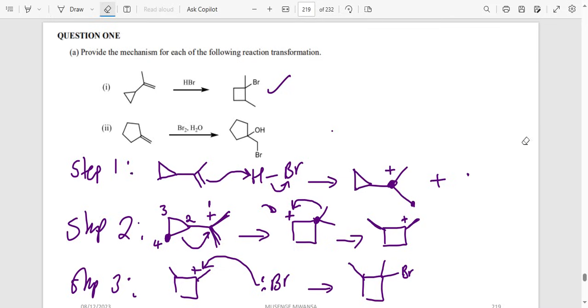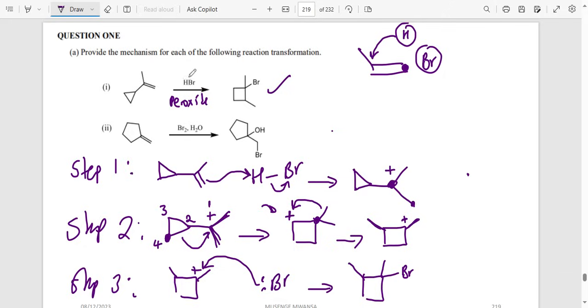Every time you see HBr alone, that will be the mechanism. It obeys Markovnikov's rule. But if you see HBr with a peroxide, like hydrogen peroxide or any other peroxide, it will go by anti-Markovnikov's rule, meaning that if you have a carbon that is more substituted, this carbon here, this is where your hydrogen is going to attach. And then the carbon which is less substituted, or the carbon with a lot of hydrogens, that is where your Br is going to attach. So that is the difference when you are using the same HBr, but you have a peroxide.